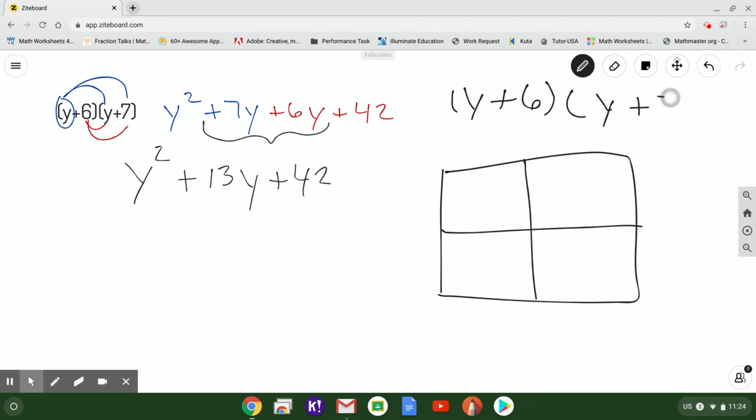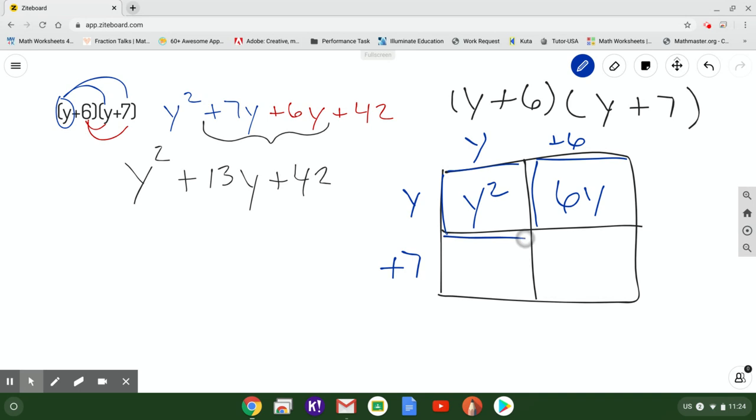That's another 2 terms. So along each edge, I'm going to put y and then a positive 6. And then on the other side, I'm going to put y and a positive 7. And then all I'm doing is finding the area of each box. So this area is y times y. So that's y squared. This is 6 times y. So this is 6y. This is y times 7. So this is 7y. And this is 7 times 6. So this is going to be 42.